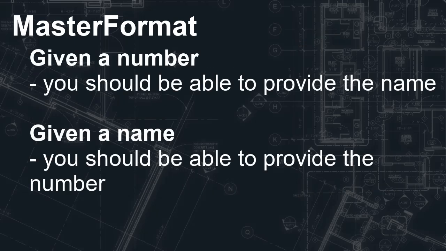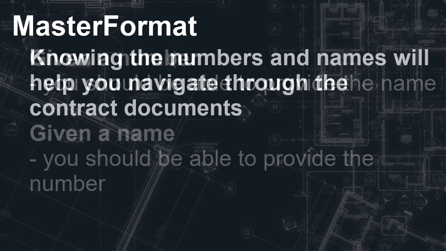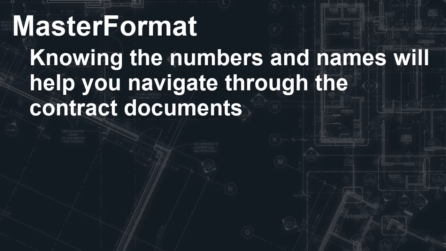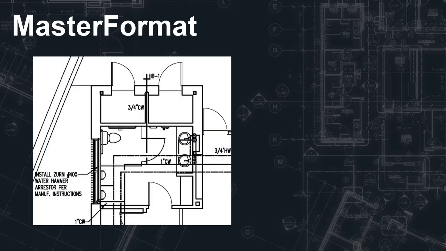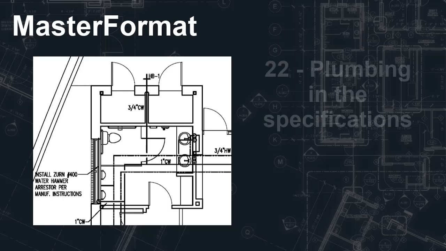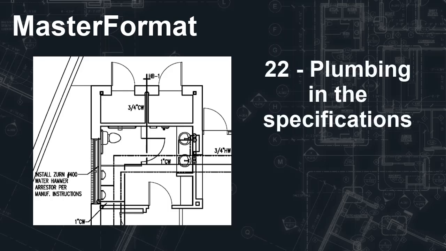So you need to know, if I give you a number, the actual name of the master format group, or if I give you the name of the master format group, you need to know the number. And you need to know this because it's going to help you navigate those specifications later when you're looking for specific information. For example, if you're in the drawings and you're looking at plumbing fixtures and you need to know specifically some detail about the way the plumbing fixture is put together, then you should know that you can go to 22. It's going to be further back in the specification book and find that specification. That's why it's important to understand where all this fits and the order it fits in.